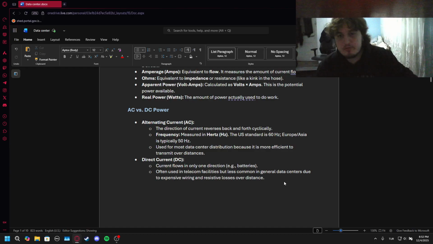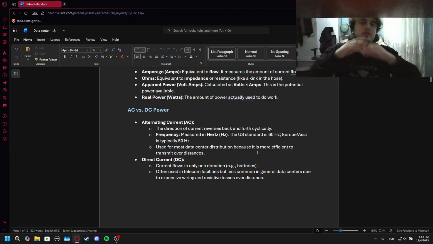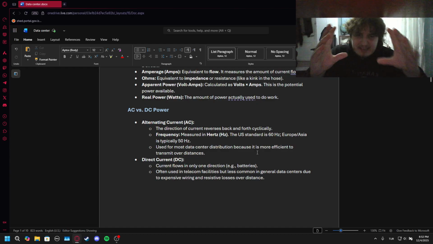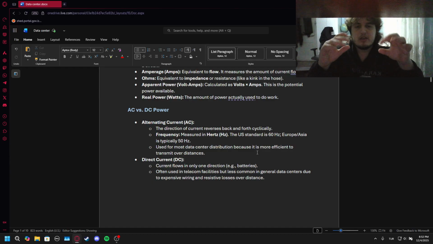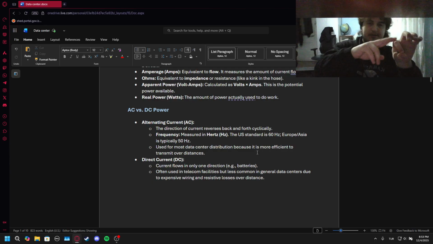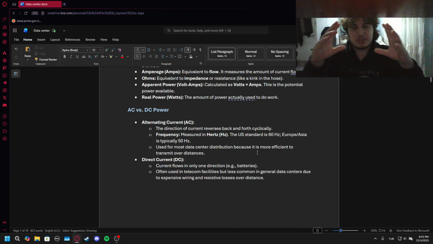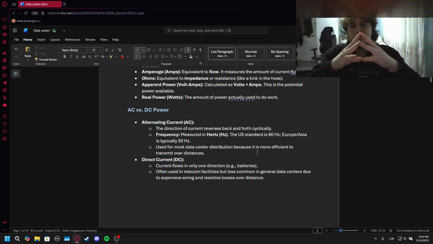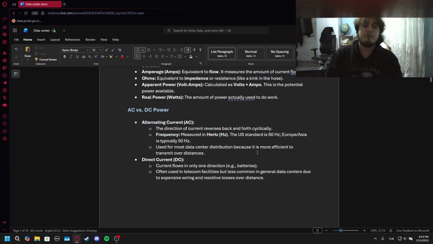And this is used because it's more efficient to transmit over distances. This is a big deal because of how AC behaves. This will be a little bit detailed, but because of how AC behaves, it moves over the outside of the cable that you're using, therefore making it more efficient to transmit over long distances. At one point, it becomes better to use direct current, but that would be more expensive. So we just prefer alternating current, AC, to transmit this.